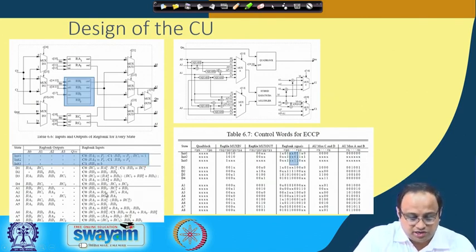So let us take some examples, like the initialization block. If you take the initialization block, in that case you will see, and in particular I am concentrating on the second register file.